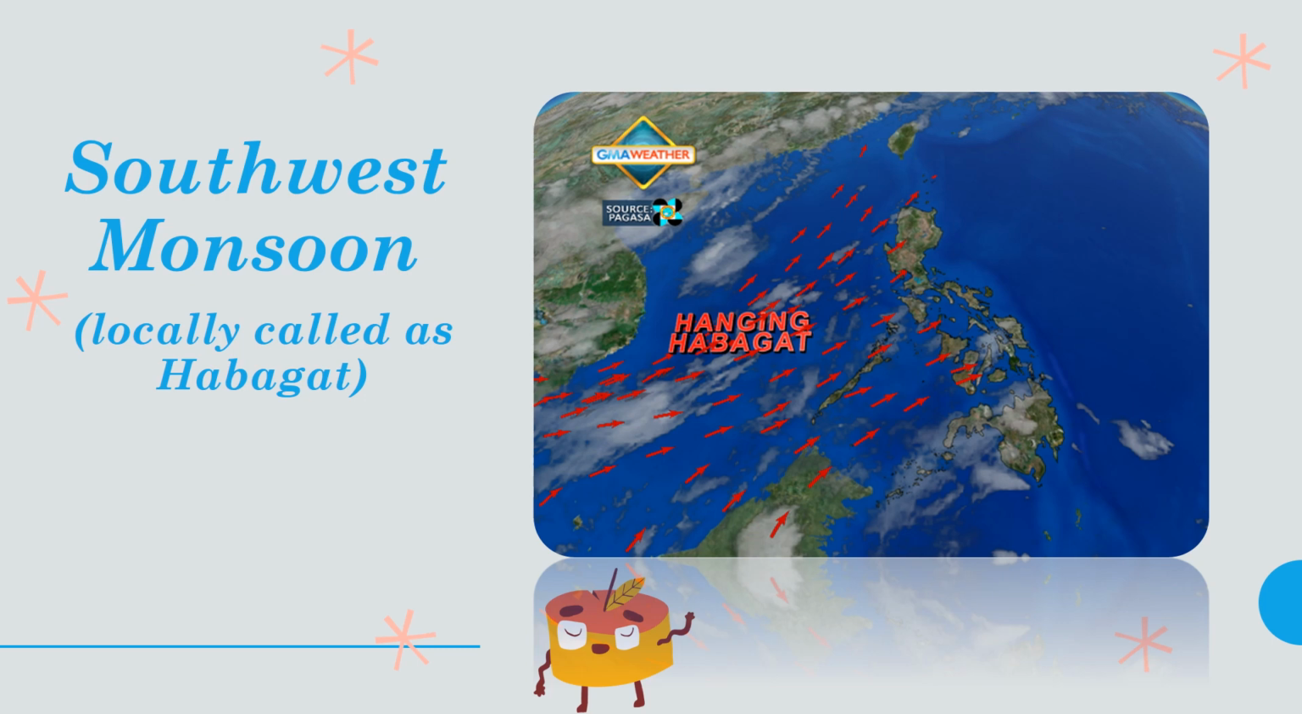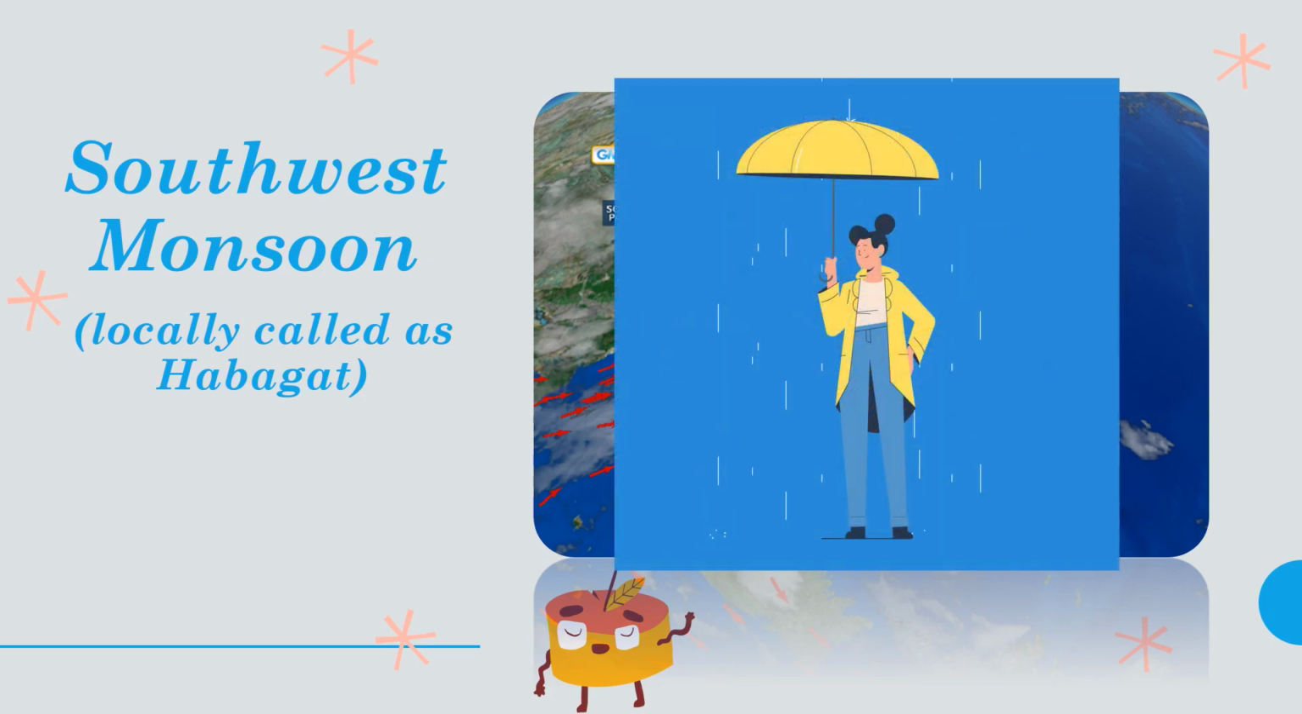This occurs during the months of June to October each year. Before you go out of the house on the days of these months, make sure to bring an umbrella or rain protective gears.